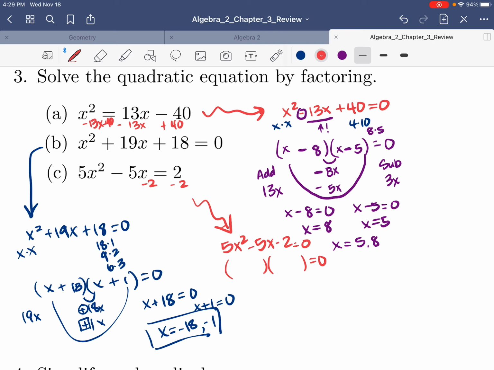So we'll talk about what you need to do. I will never ask you a question where it says solve the quadratic equation by factoring and you can't factor it. It looks like I made a mistake on this guy, and that's all. All right, so we got 5x squared minus 5x minus 2 equals 0, and then we try to factor it.